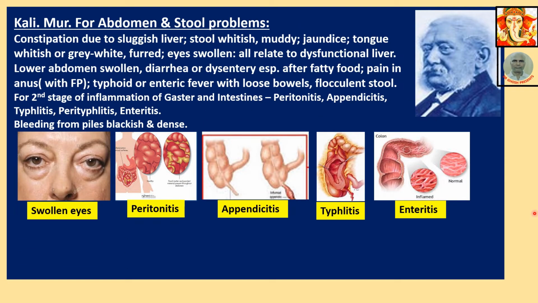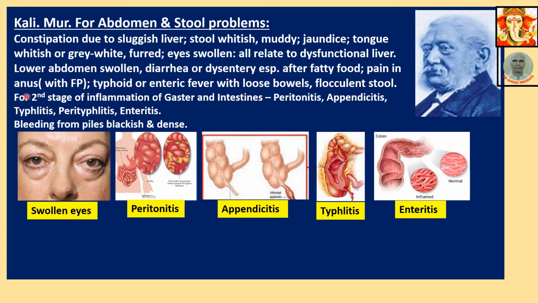Calamine for abdomen and stool problems. Constipation due to sluggish liver. Stool whitish, muddy, jaundice, tongue whitish or grey white, furred. Eyes swollen or related to dysfunctional liver. Lower abdomen swollen, diarrhea, dysentery, especially after fatty food.